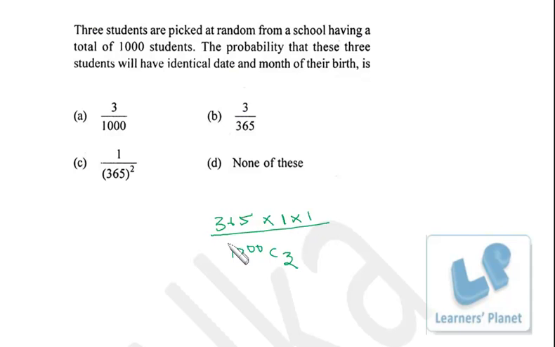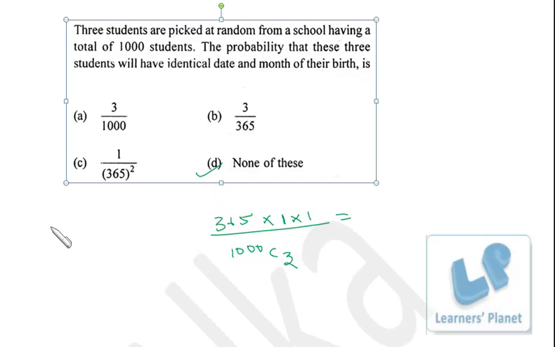For the third one also, since all of them should have the same date and month. So for the first one 365 choices are there, for the second and third they don't have any choice. So it is 365 by 1000C3. Now if we calculate this, we cannot get any of these options, because 1000C3 will produce 999 and 998, so the calculation of the denominator will be very big. So no need to solve, it's none of these.